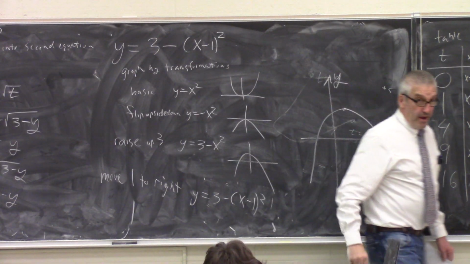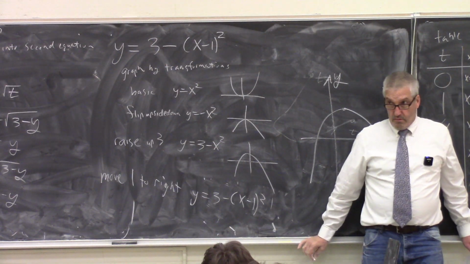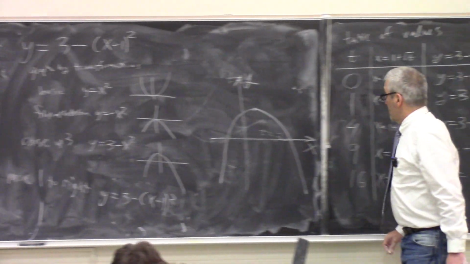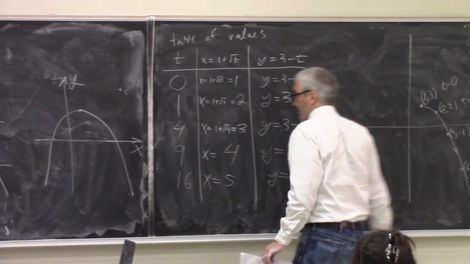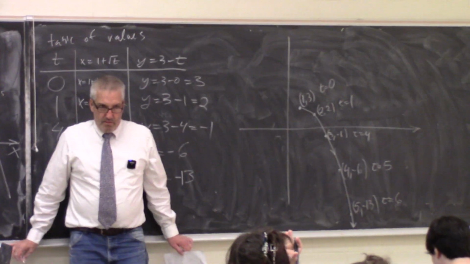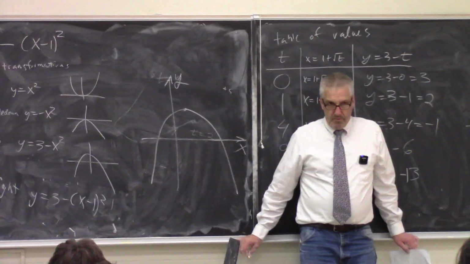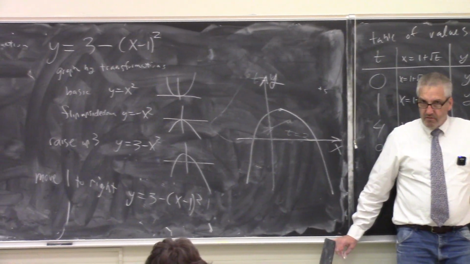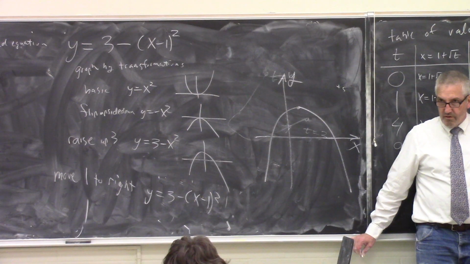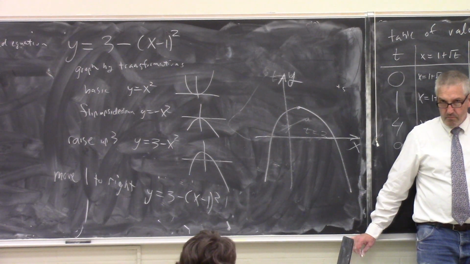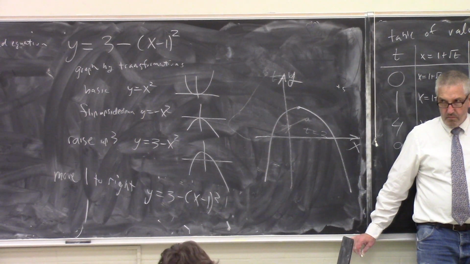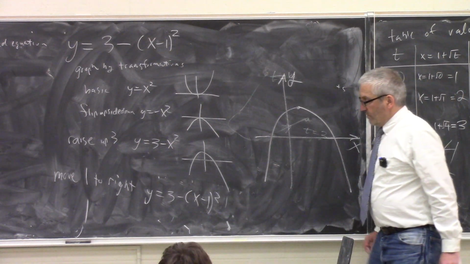Is it the same graph? Yeah. X needs to be restricted to being greater than or equal to 1. So Kinsey said x needs to be restricted. Where does that come from? Jace? The original where x equals 1 plus square root.